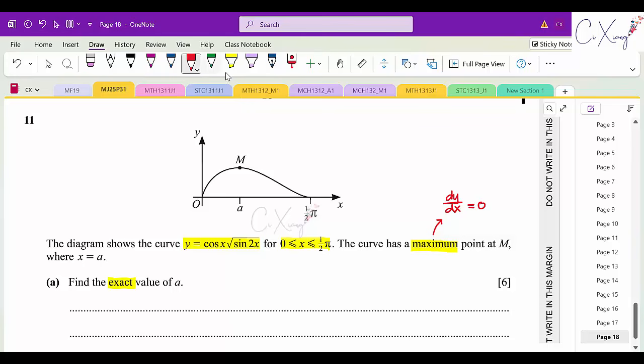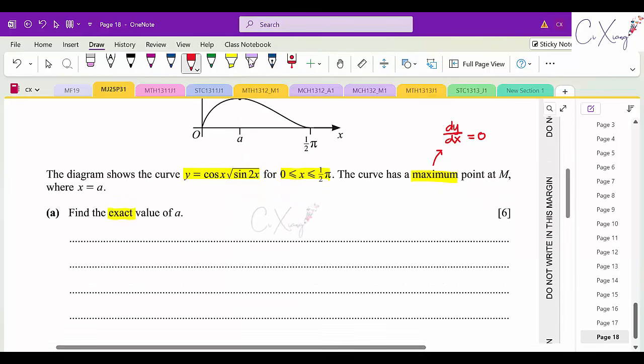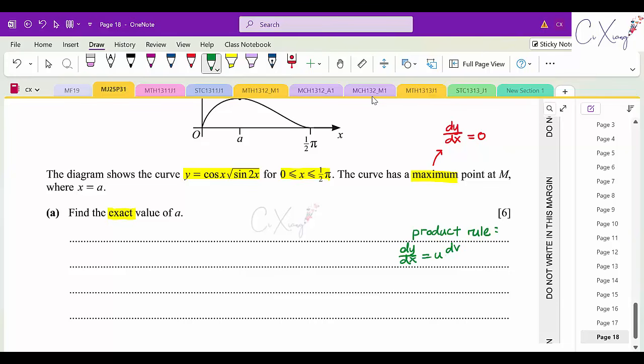Okay, and after that, when you look at this equation here, basically it is the product of two functions, right? Therefore, when you want to apply the differentiation for the product of two functions, you have to apply the product rule. So how to get the product rule? It is something like u dv dx plus v du dx.